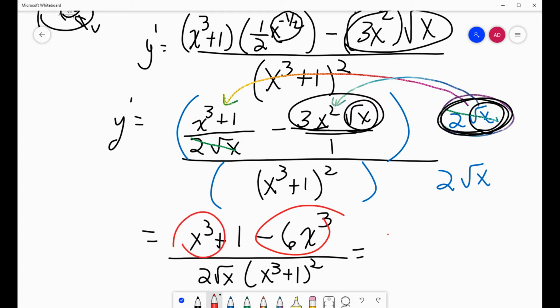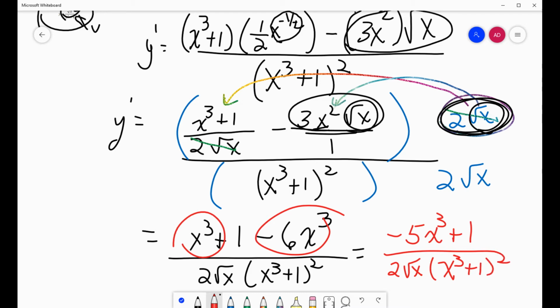Now, combine like terms. X cubed minus 6x cubed is negative 5x cubed plus 1. And the denominator is just sitting there. Fun fact is that later on, we're going to actually take this derivative and do stuff with it, so you definitely want to make sure you can simplify it way down.